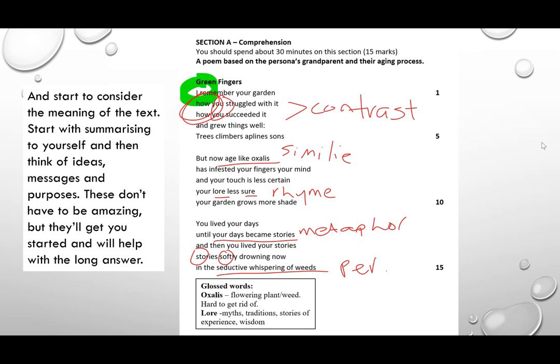You might make a note of that, and it might not be amazing. It might just be really simple ideas, but it does help you break down the text. So just start thinking, what am I getting from this? Or even just a summary. What is this poem actually about?